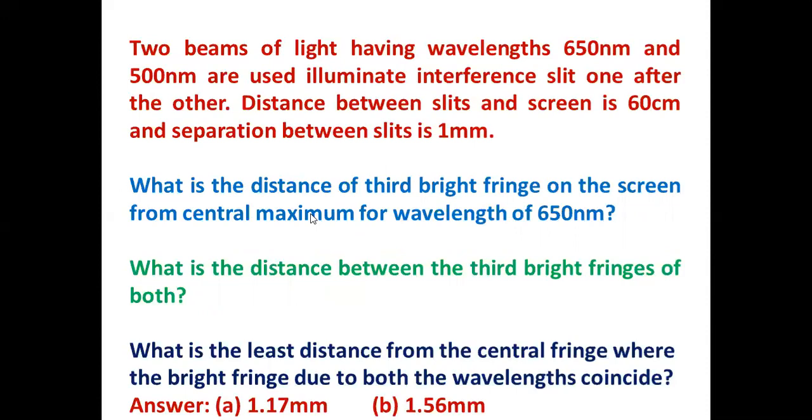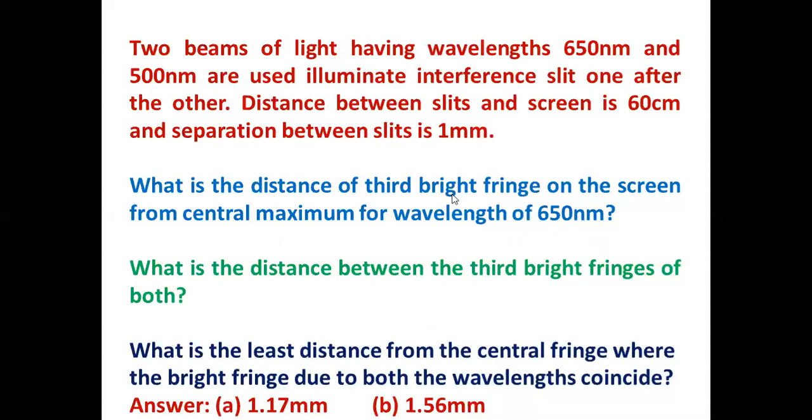2 beams of light having wavelengths 650 nanometer and 500 nanometer are used to obtain interference fringes in Young's double slit experiment, one after the other. Distance between the slits and the screen is 60 centimeter, 0.6 meter, capital D, and distance of separation between the slits is 1 millimeter, small d. What is the distance of the third bright fringe on the screen from the central maximum for wavelength of 650 nanometer? If you use only this one, what is the distance of the third bright fringe?